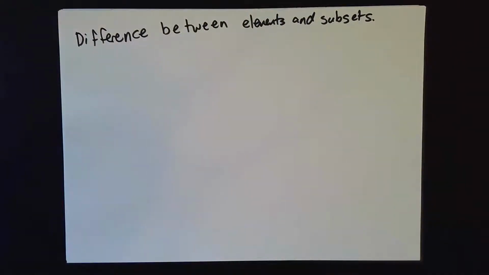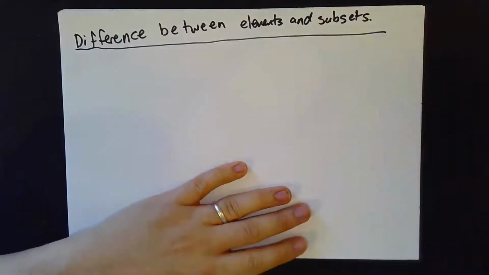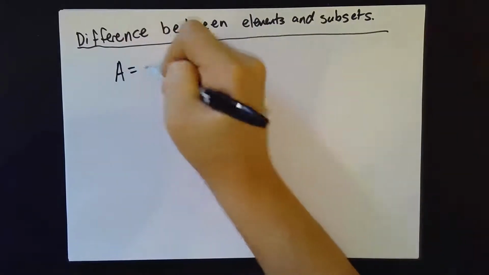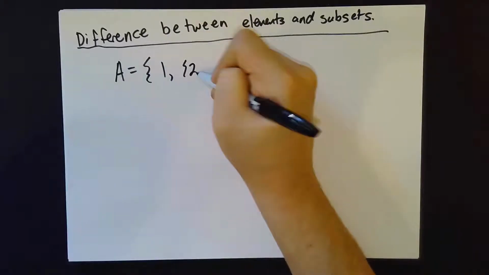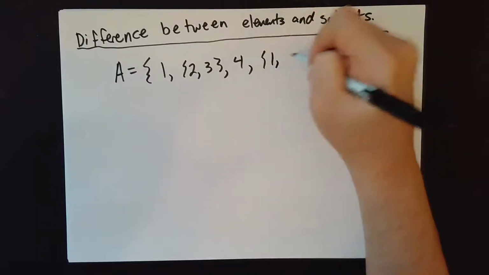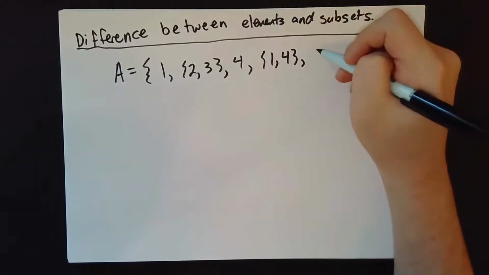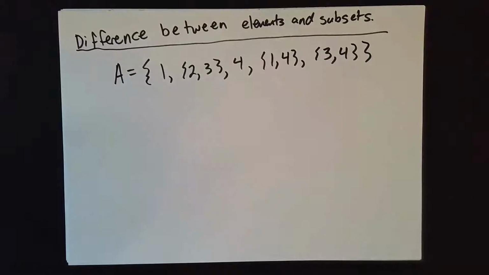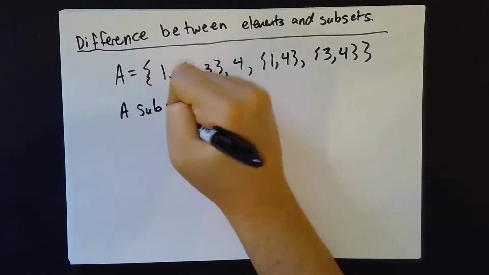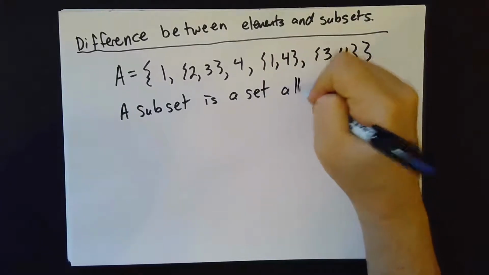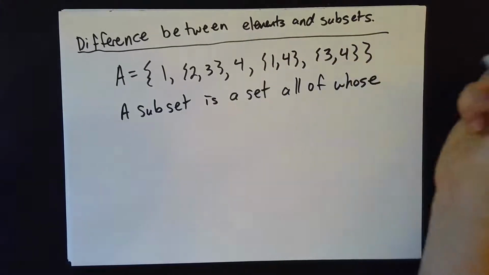Okay. Next, someone asks, and this is a great question, to sort of reiterate the difference between an element and a subset. Okay. So if I have some set, the context where this gets a little bit confusing is when the set itself has these sorts of things in it. So what's a subset? A subset is a set all of whose elements are in the original set.